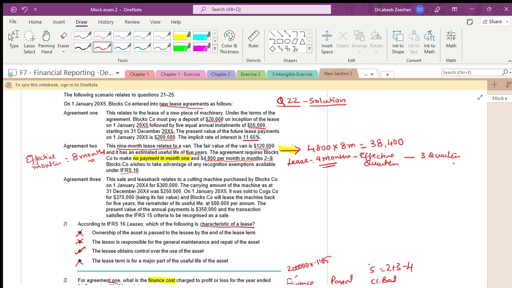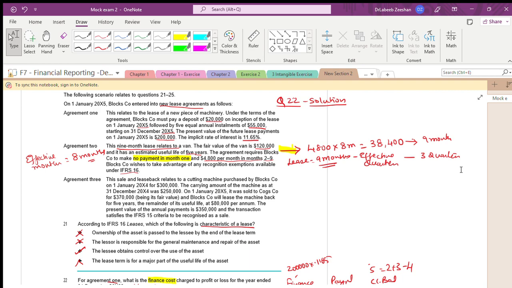See the things. This we are paying for 9 months. Okay? Quarter means how much? 3 months. Is that 3 months? Now, we have taken it for 9 months. Is it right?